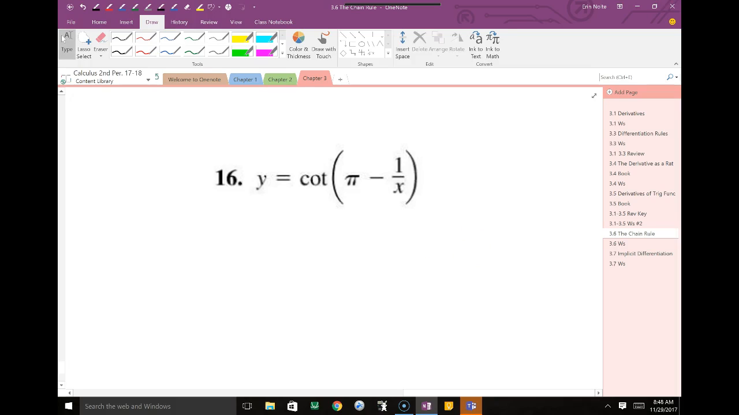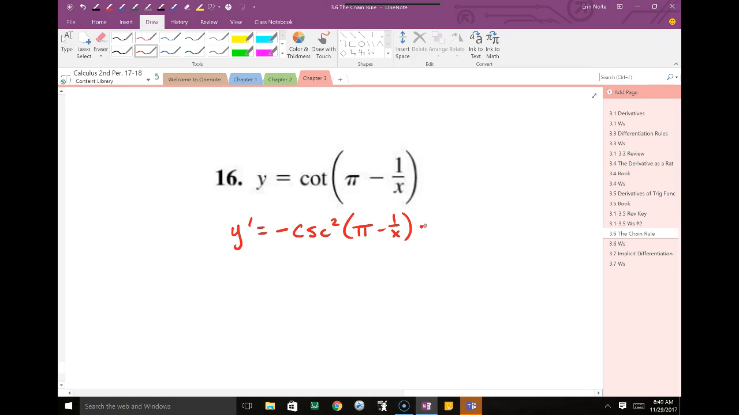Okay. So for this one, what piece is my stuff? The pi minus 1. Okay, so I'm going to start by deriving the outside piece. So first I'm going to derive cotangent. So who remembers what the derivative of cotangent is? Negative cosecant squared. There you go. So remember it's negative because it's a c. Cosecant squared of our stuff.